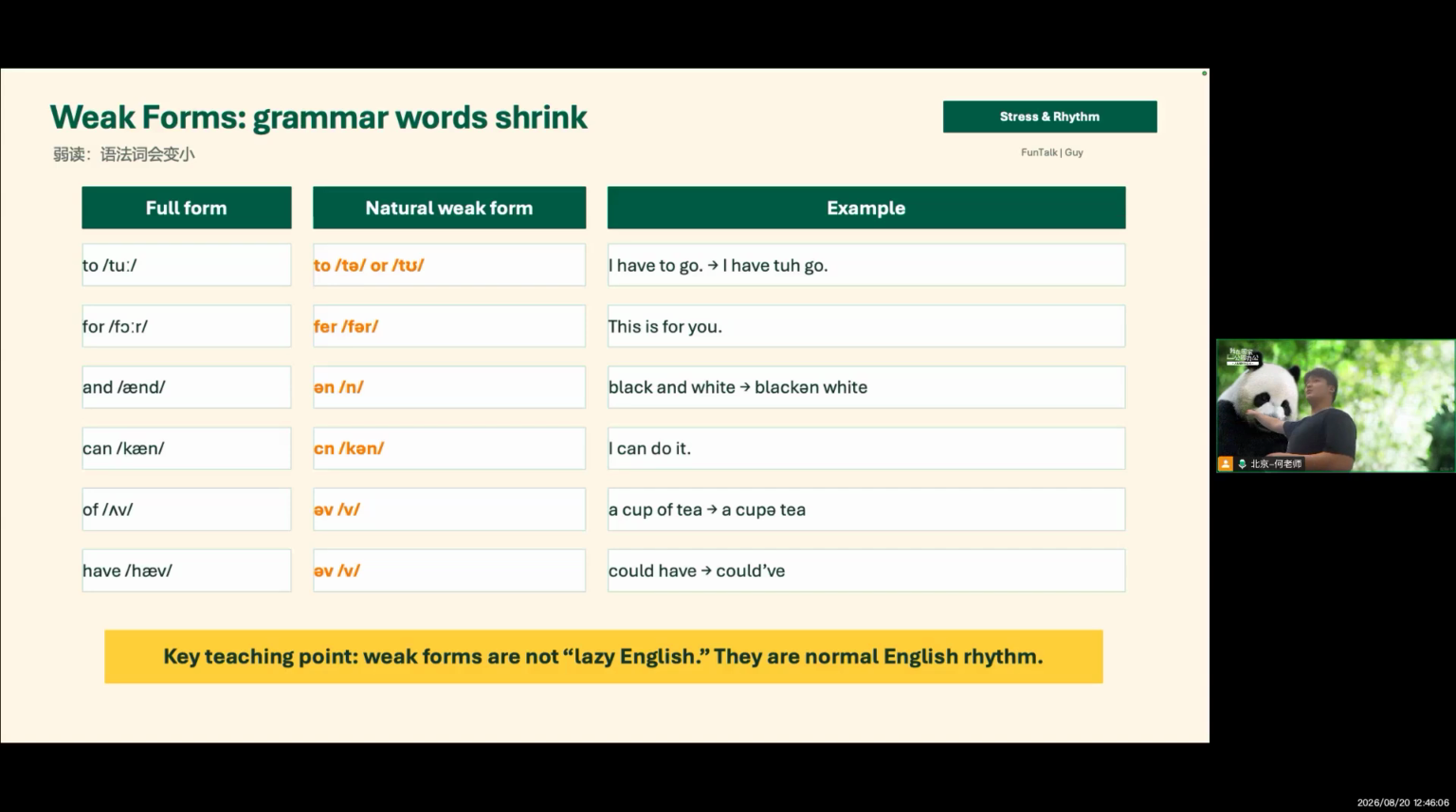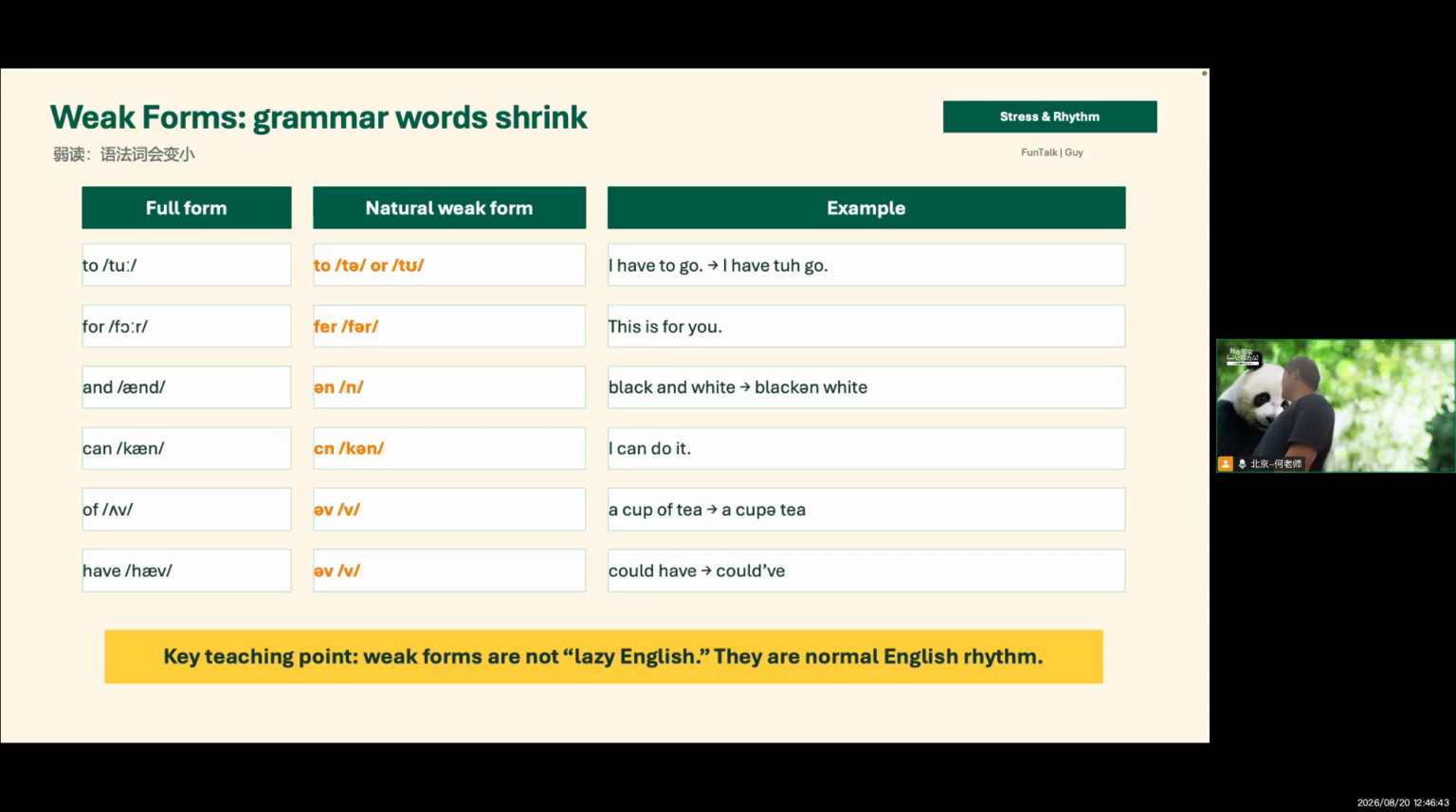This is for you. This one also is 弱读. This is for you. Black and white. I can do it. Okay, I can do it. A cup of tea. A cup of tea. Okay, could have, could have.